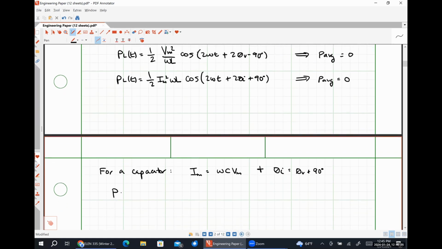So following a very similar derivation, we're going to wind up having 1/2 Vm squared times omega C times the cosine of twice omega t plus twice theta V plus 90 degrees. Average power is 0. Was there a question?